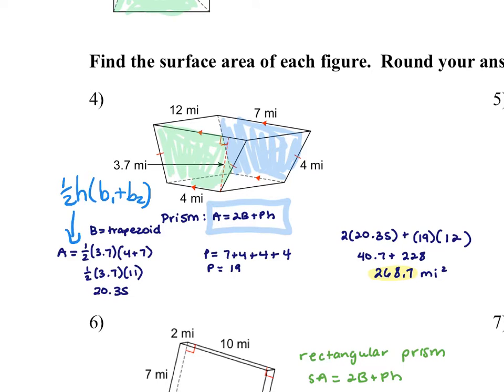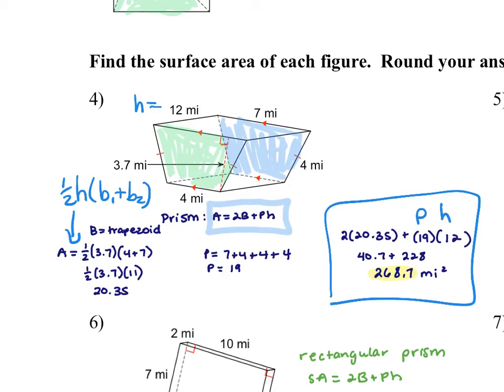And then you would calculate the perimeter of that trapezoid by adding 4 plus 4 plus 7 plus 4, and then get 19, multiply it by the height, and then that would give you your final answer over here. So 19 is the perimeter, 12 is the height of the prism, and then this would be the area of the base, so 2 times b. Final answer here is 268.7. Good so far?